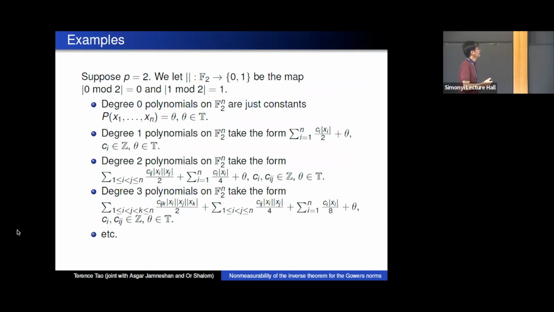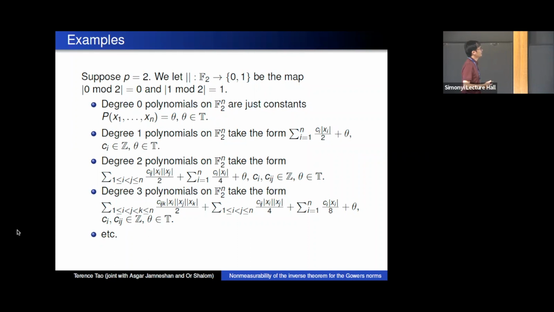So just to give you some examples of non-classical polynomials, we'll work exactly in the F2 case. In F2, we define a very simple map. I'll call the absolute value of an element in F2 its representative in integers from 0 to 1. So the absolute value of 0 mod 2 is defined to be 0, and the absolute value of 1 mod 2 is 1. It's taking mod 2 as a computer software would, rather than as a mathematician.